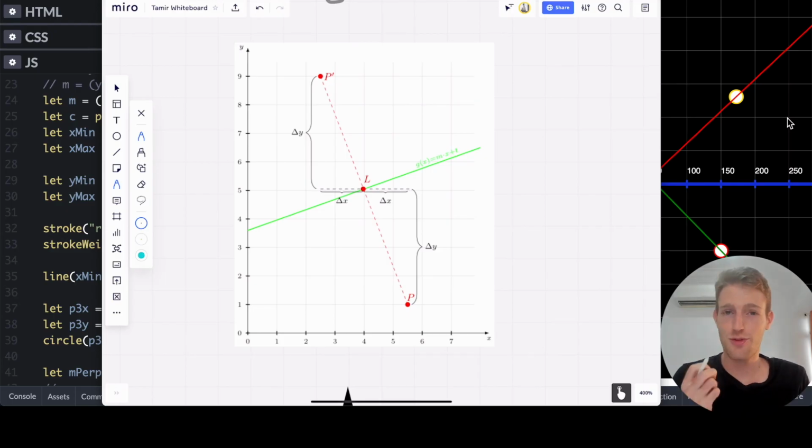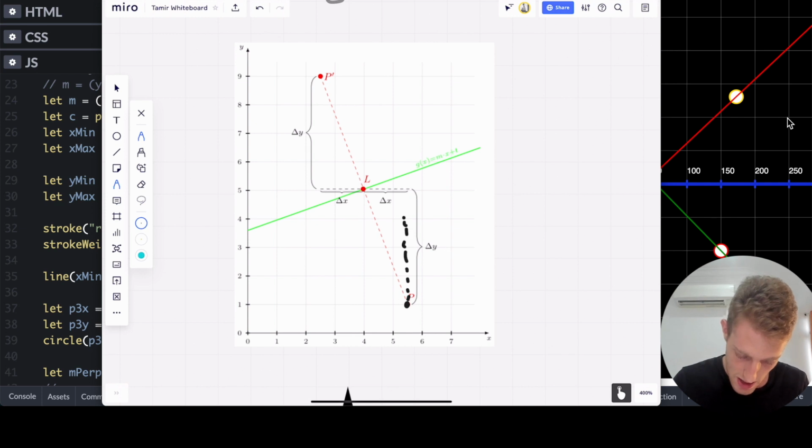To find the reflected point, there are actually two methods. We're going to go through both of them. The first one, you can maybe start to see it just from this picture over here. If I have this point over here, and now if I go a certain amount up and a certain amount to the left, that delta y over that delta x.